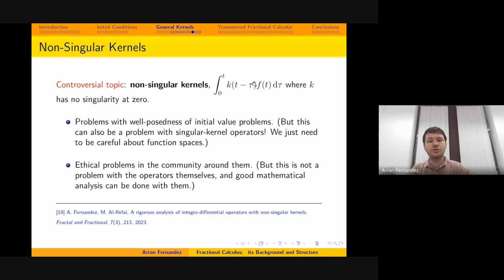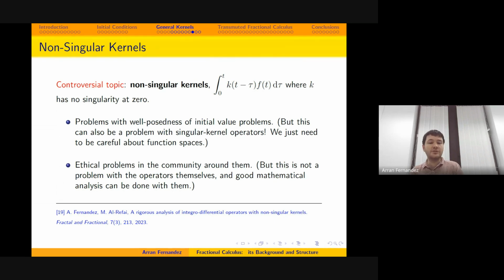Now, the controversy, I think, here comes from two directions. Firstly, we have problems with initial value problems. To make a well-posed initial value problem is difficult with these operators because when you set t to be 0, this is necessarily going to just come to 0. But as we've seen already, this can also be a problem with Riemann-Liouville, with any operator with a singular kernel. So we just need to be careful about choosing the right function space. This is not necessarily a bad thing about the operators. It just means be more careful, maybe change the function space, change the type of initial value problems that we consider.